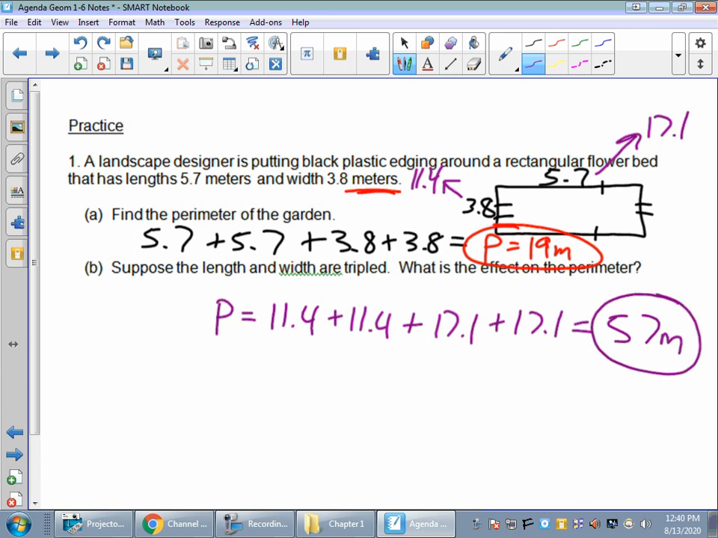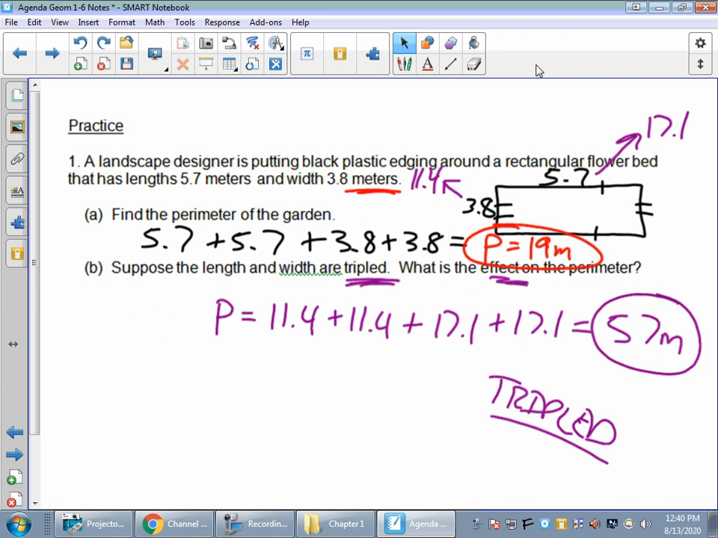So what effect did it have? What's the relationship between 19 and 57? Well, it also tripled. 19 times 3 is going to give you 57. So what effect did it have? The effect was it tripled the perimeter as well. Okay.